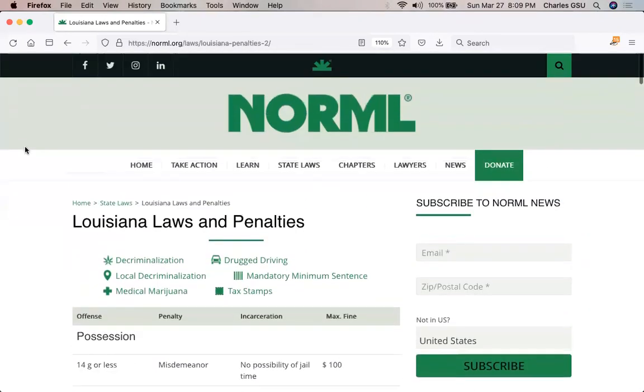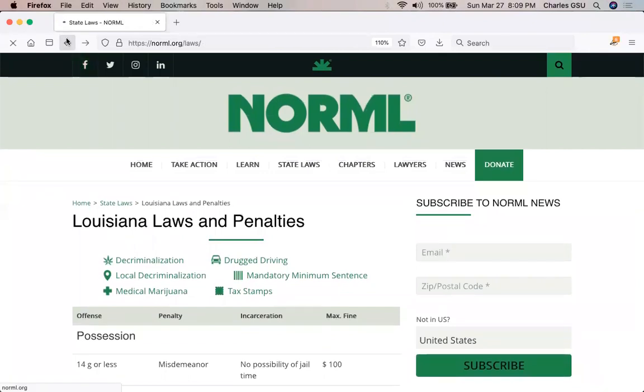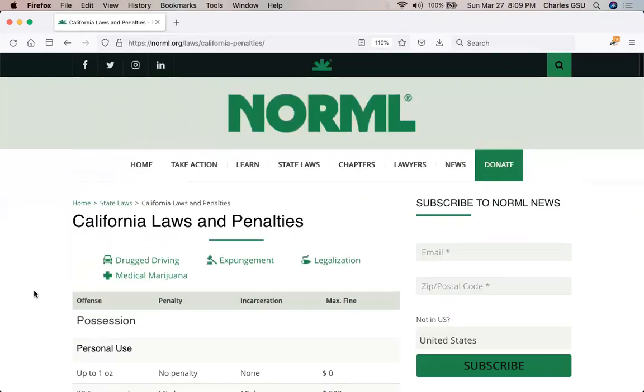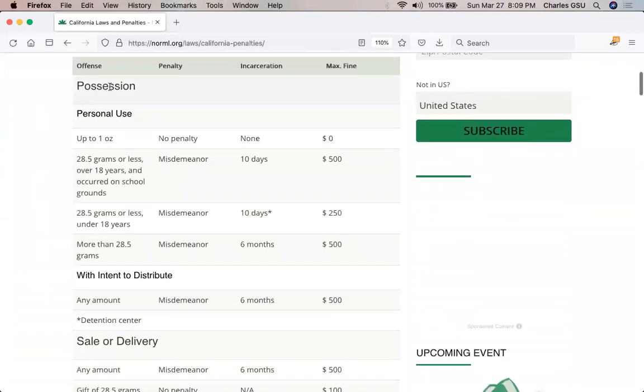If you wanted to contrast this state, Louisiana, with, say, a legalized state like California, just to see what the disparities and differences are for possession, you can have up to an entire ounce, rather than Louisiana, which is just, I think, half an ounce, and there's no penalty. So if you have more than an ounce, you can have a misdemeanor in California, less than 2 weeks in jail and a fine.